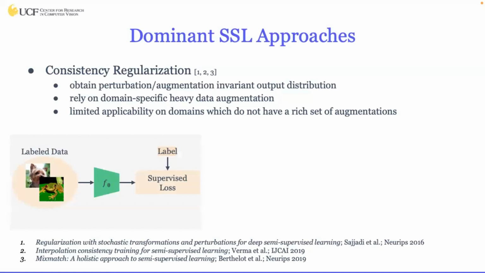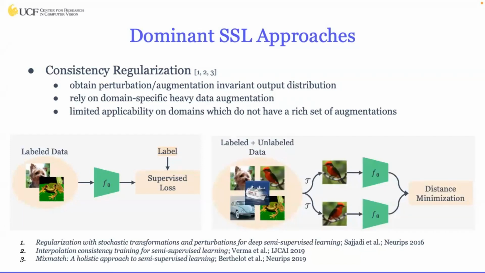So how this works is basically, given the label data, we can train a model using supervised loss, so that will be cross entropy loss. Then for the labeled and unlabeled data, for each sample, we can create multiple copies through stochastic transformation. Then once we get the output representation, we can minimize some kind of distance function between them to make it invariant to the input transformation. So that distance minimization can be L1, L2, KL divergence, any divergence function.